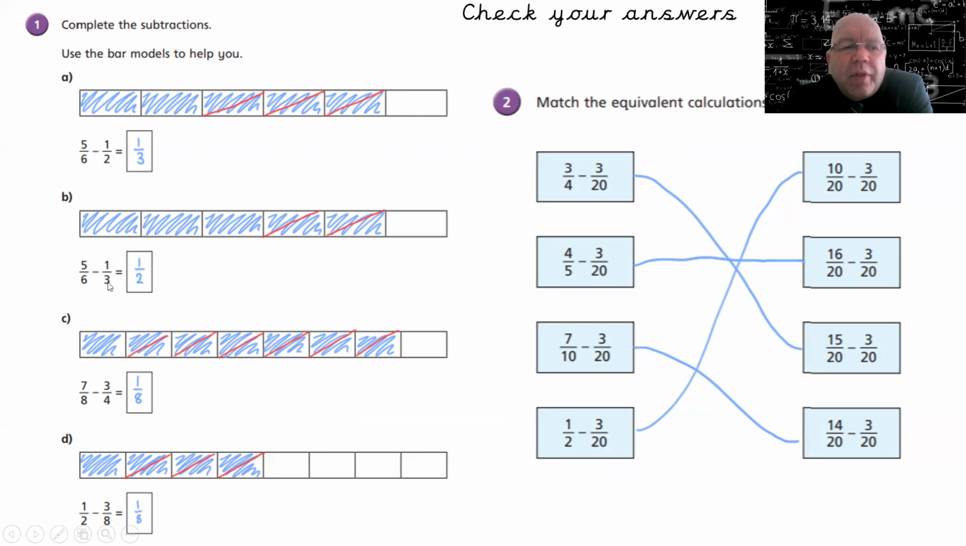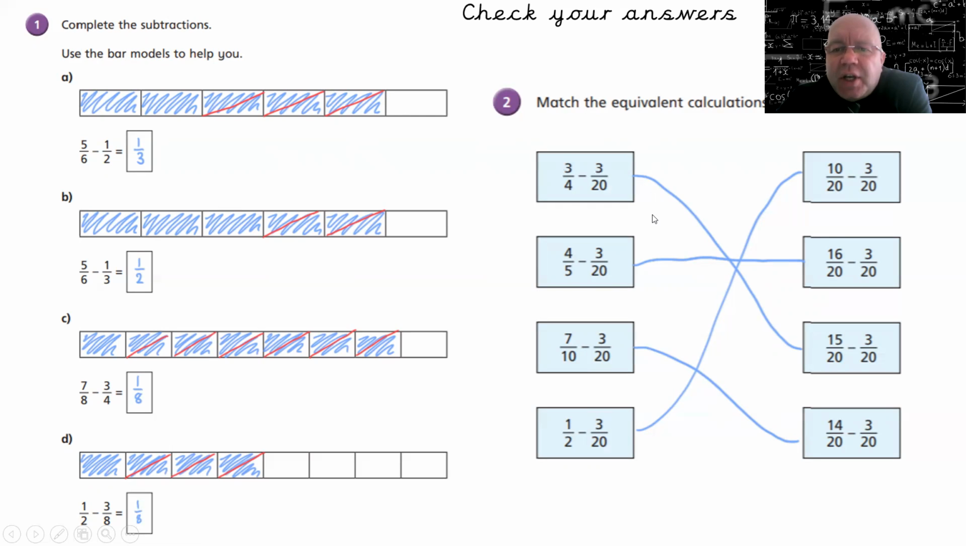5/6 take away 1/3. Again, we'll convert into 6ths, which is, after the subtraction, 3/6, and that simplifies to 1/2. 7 over 8 take away 3/4, convert them all into 8ths, and we're left with 1/8, which doesn't simplify at all. 1/8 is as small as it goes. And on D, we have a half, take away 3/8, leaves us with 1/8. Okay, so there's question 1.